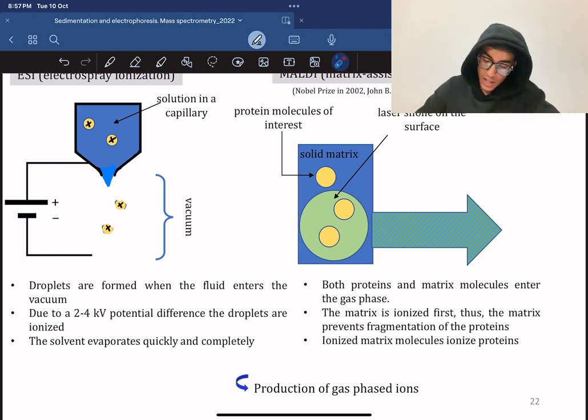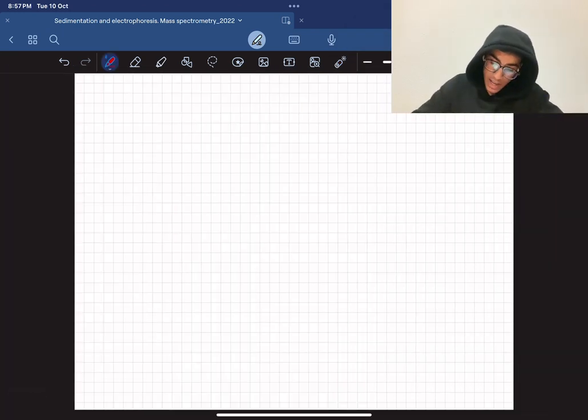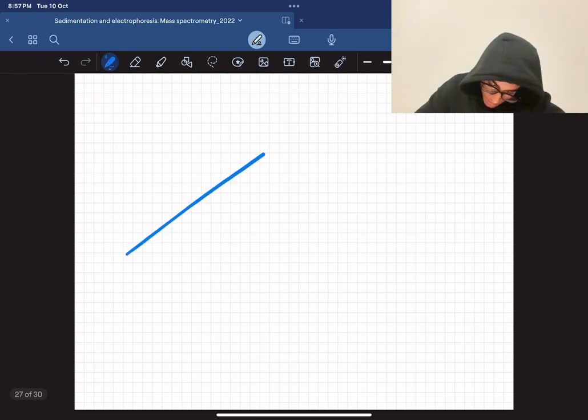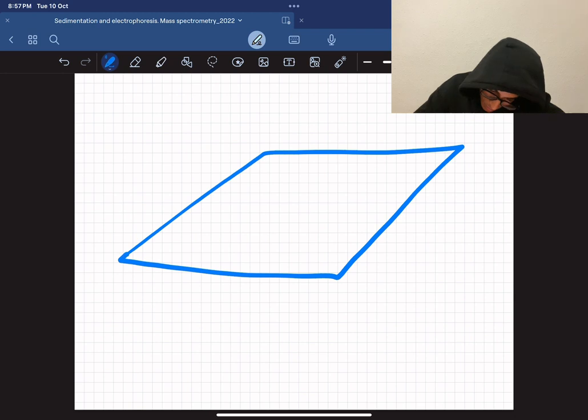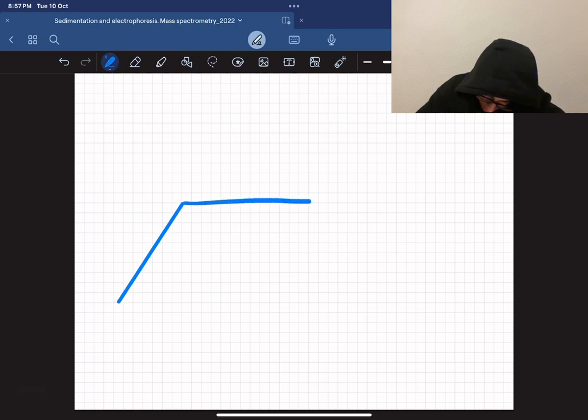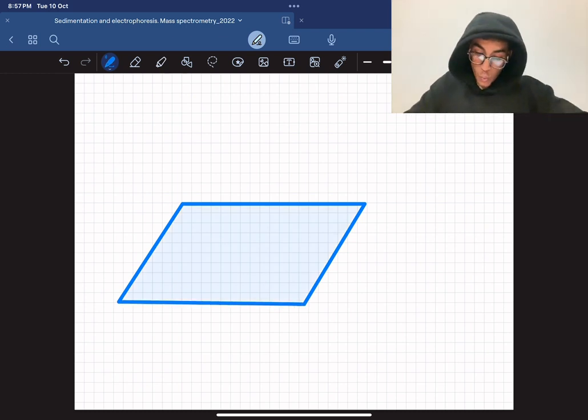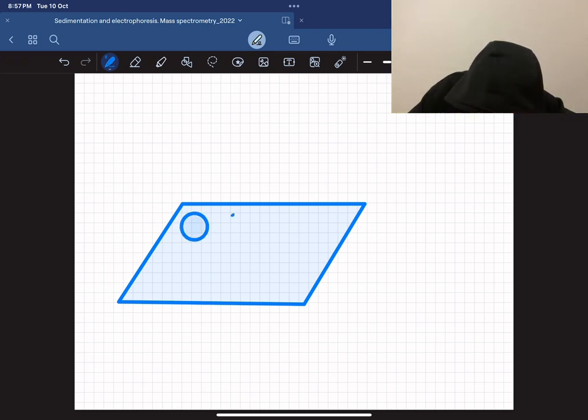So, what happens here? Let me draw another diagram just so it's a bit clearer for you guys. Okay, right here, perfect. It's something like this. There's going to be a tray. It's going to be a structure like that with many holes, basically acting like a tray where you place the molecules that you want to separate using the mass spectrometer.